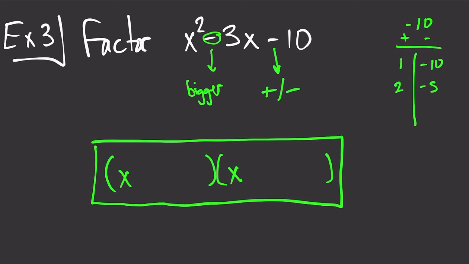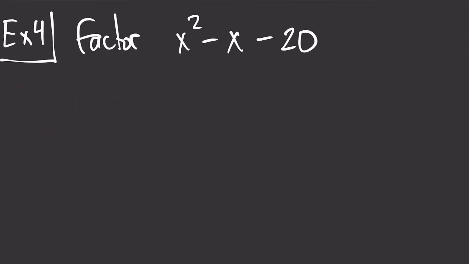So of these two combos, which gives me a negative 3? What's going to be these two here? So the bigger number has got to be negative. x plus 2 times x minus 5 equals that trinomial up above. All right, a couple more together, and then you can do a few on your own.